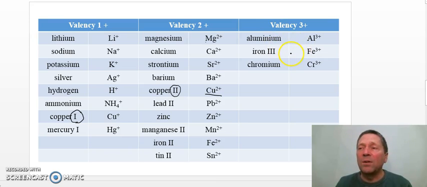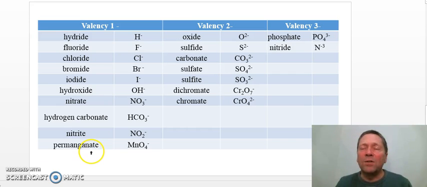Aluminium goes to 3+, so does iron 3 and chromium. You need to learn those. There's also the negative ions, which are the anions.